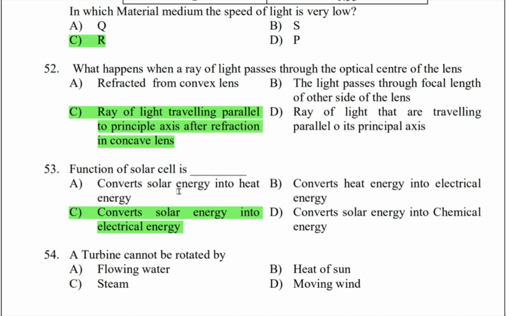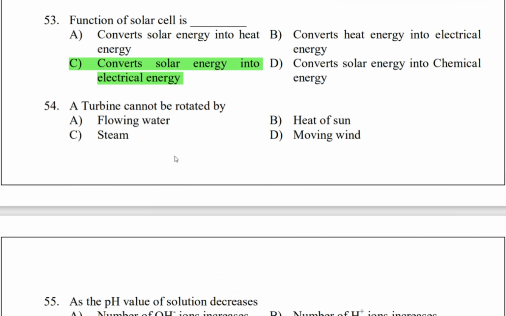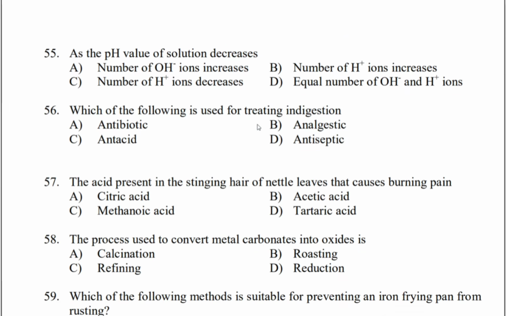Now the next question, the function of solar cell is to convert solar energy into electrical energy. Next question, a turbine cannot be rotated by using heat of sun. Therefore, the correct answer is option B, heat of sun. Now moving to next question. As the pH value of a solution decreases, the number of H plus ions increases. As acidity increases, acidic nature increases, the number of H plus ions increases.